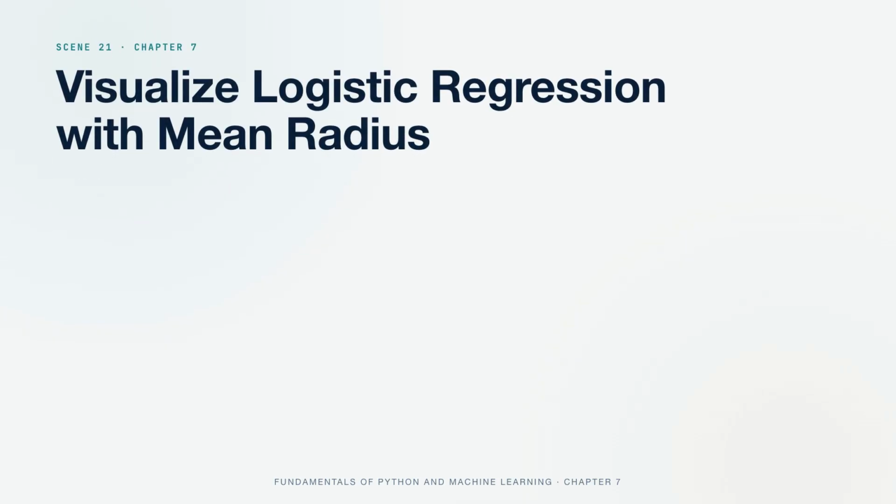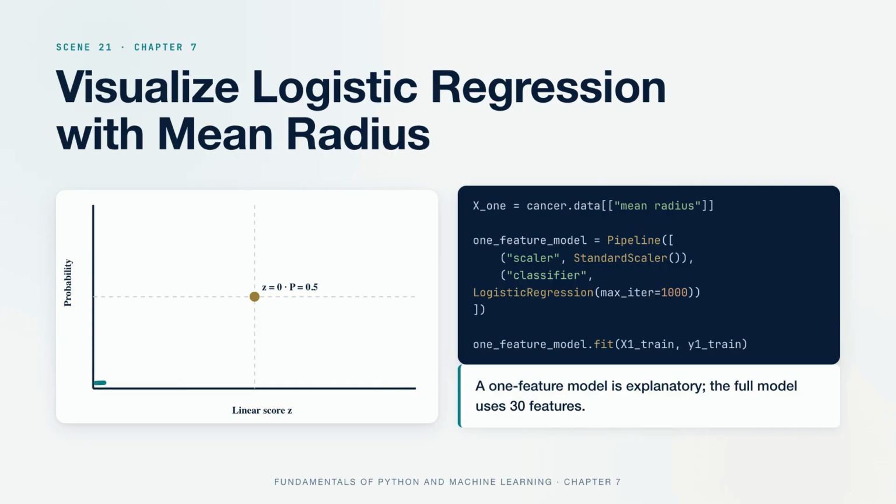To understand the model visually, we can begin with one feature, such as mean radius. We split the one feature dataset, build the same scaling and logistic regression pipeline, and fit the model. We can then calculate the malignant probability for a range of radius values. When plotted, the probabilities form a sigmoid-shaped curve. Smaller values may produce lower malignant probabilities, while larger values may produce higher probabilities. The exact relationship is learned from the training data.